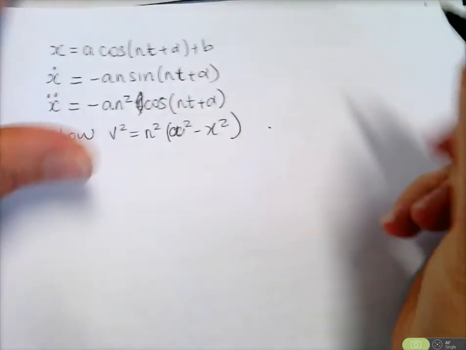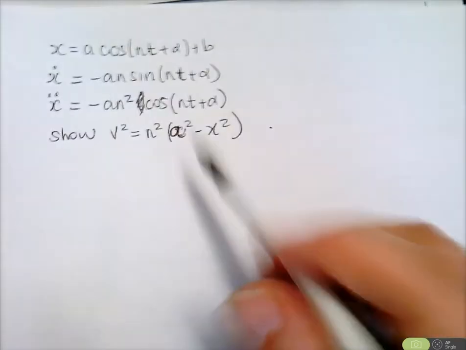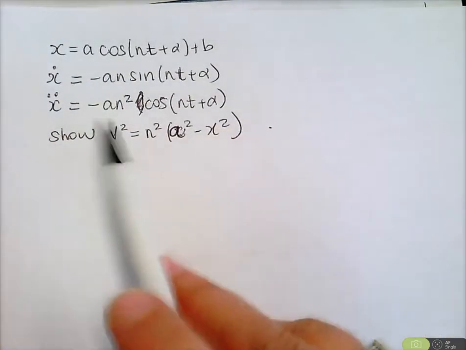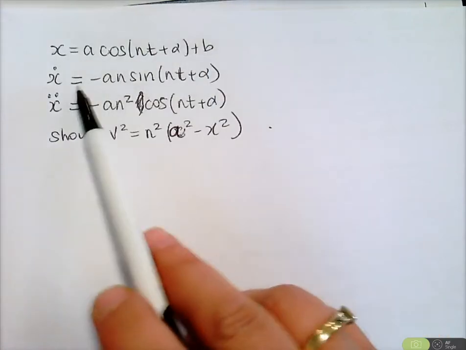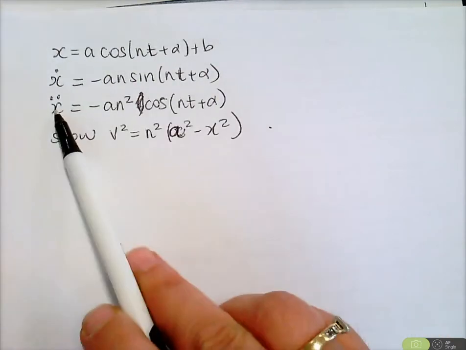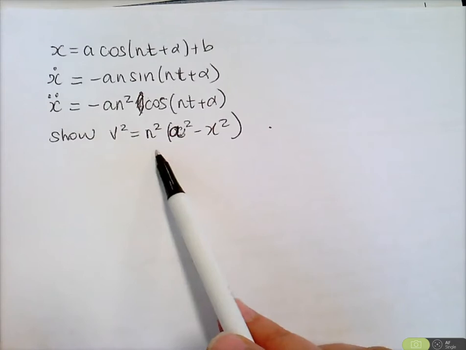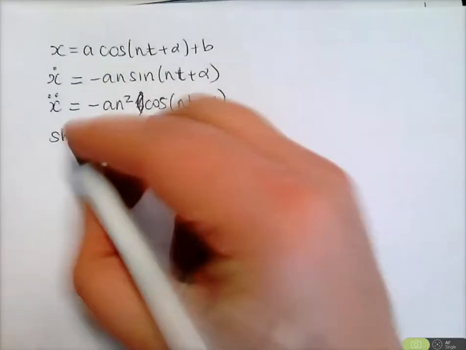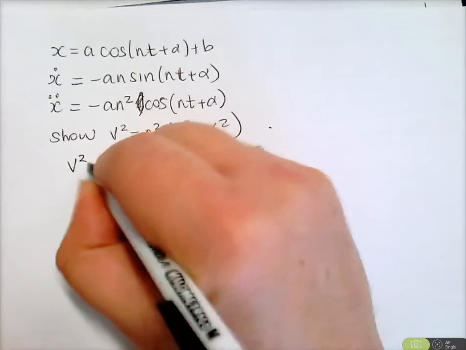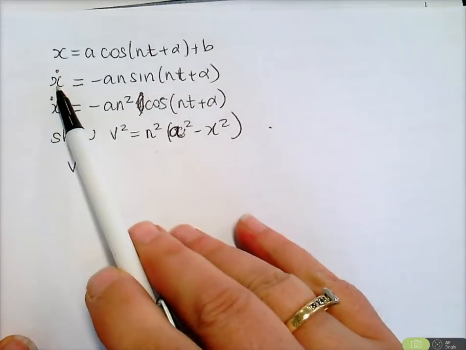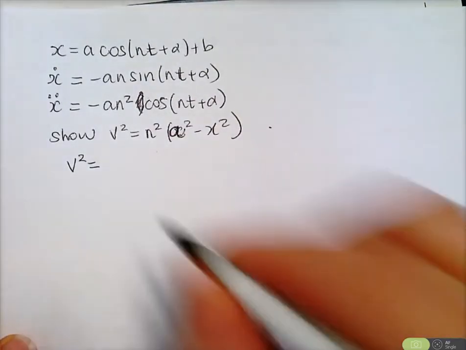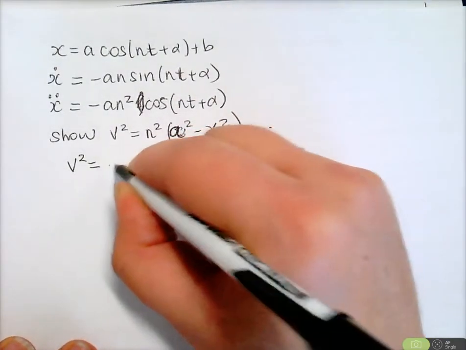So we're going to do that now. We did it before with the normal equation. We're now going to do it with the shifted curve. So we know that x is that, velocity is that, and acceleration is that. I want you to show that v squared equals n squared, a squared minus x squared. So you would start with v squared. Well, that's v. What's v squared? Just square it. We did this before, remember?